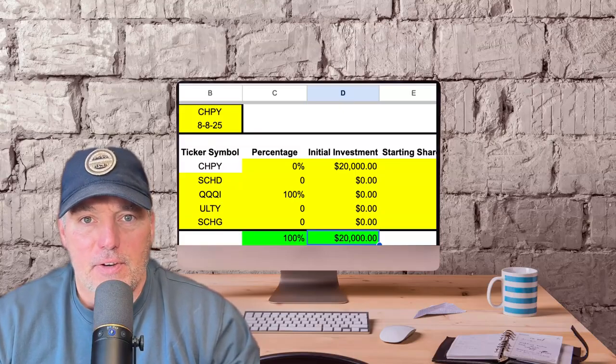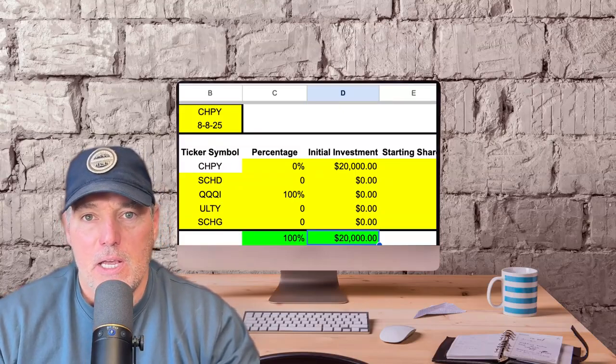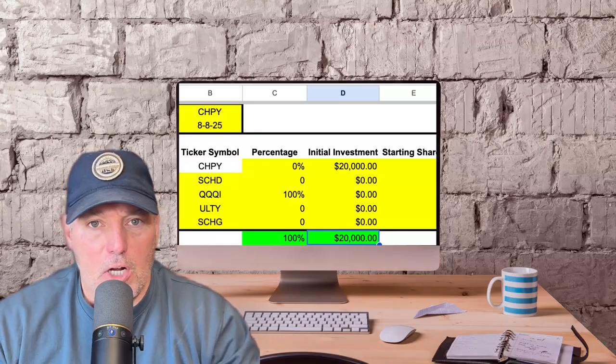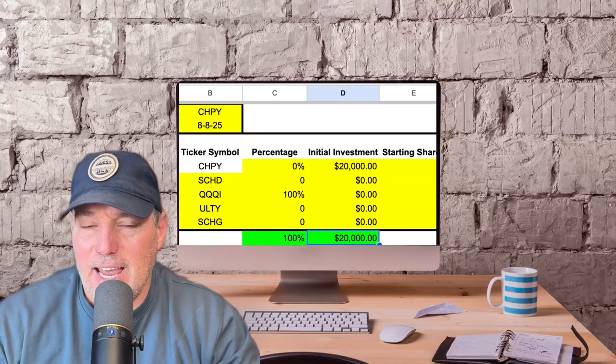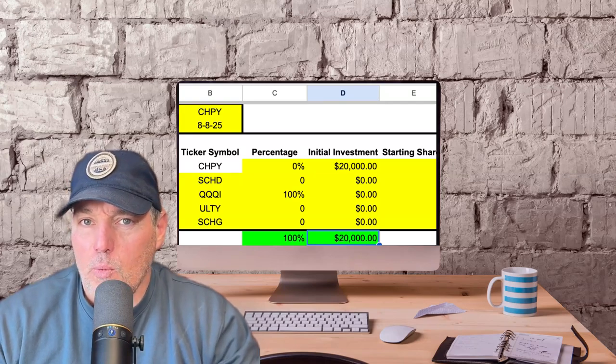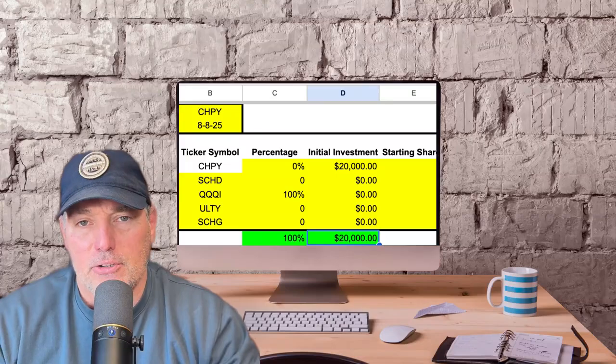This isn't a backtest fantasy. This is what actually happens when distributions hit your account, and you decide what to do next. We'll walk through the sheet, the logic behind it, and why understanding cash flow matters more than chasing yield. Once you see this laid out week by week, it becomes impossible to unsee where the money actually goes. So stay tuned.